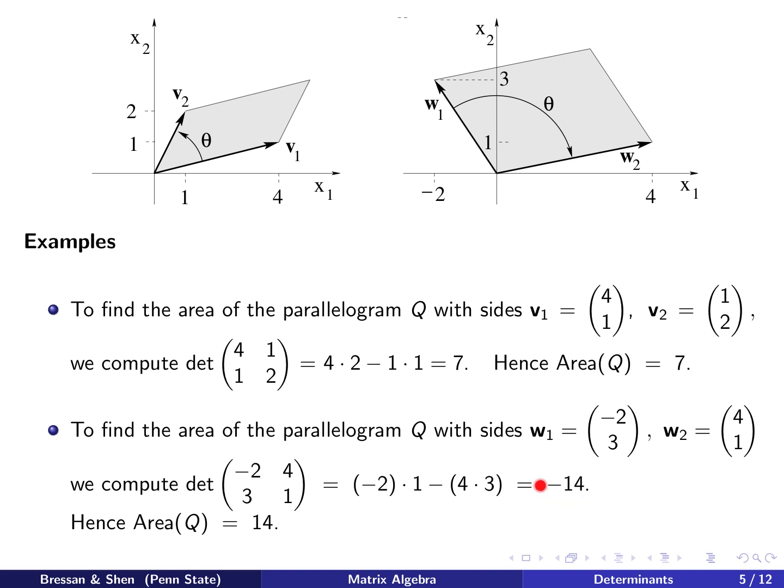So you notice the determinant here is negative, and that is because the angle from w1 going to w2, to form this angle, you are going in the clockwise direction. Okay, and therefore, when you want the area, you have to take the absolute value, so it's 14.